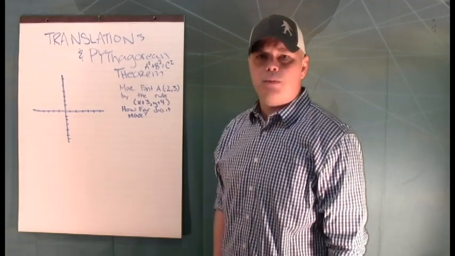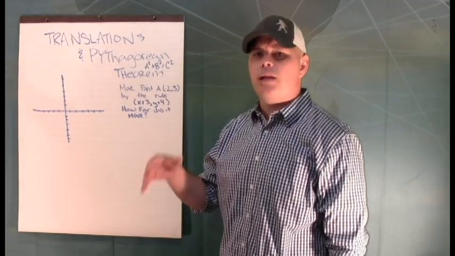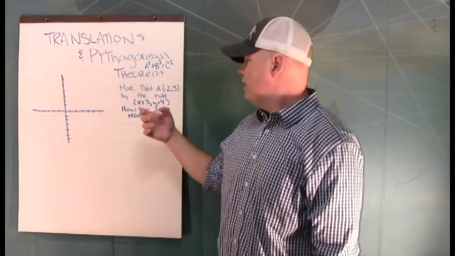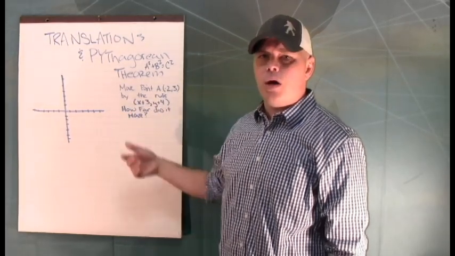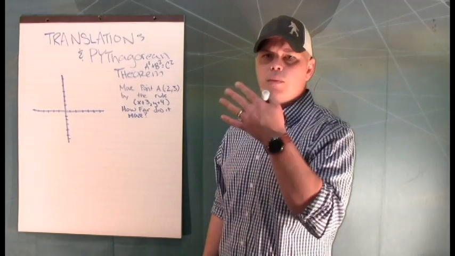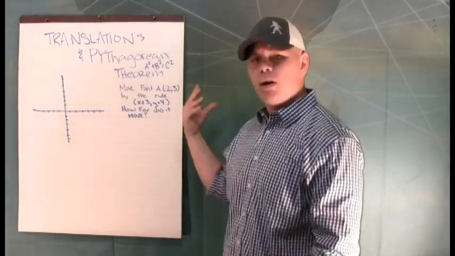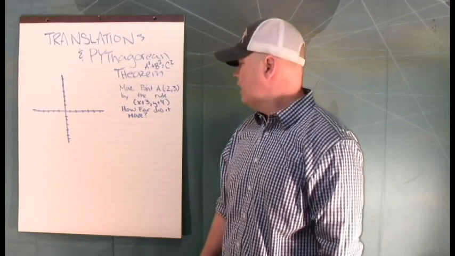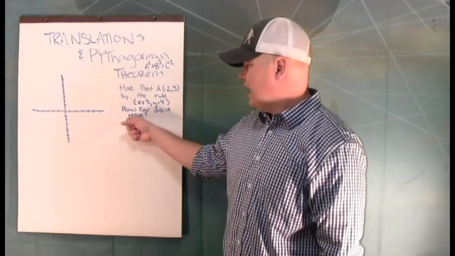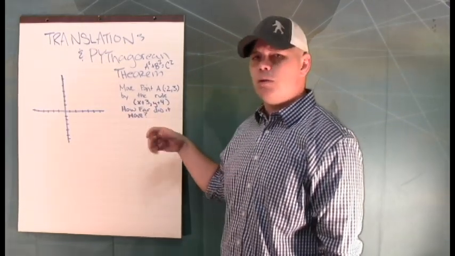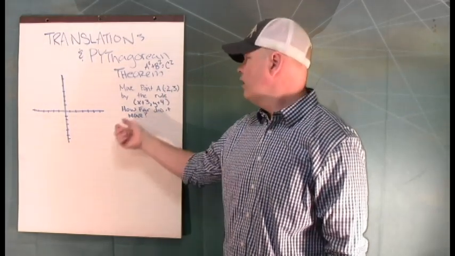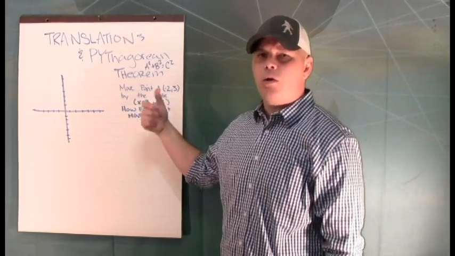Or you can just think of it as x plus 3, y plus 4. Whatever your brain makes those connections, that's fine. I read it and I say 3 to the right and 4 up, because that tells me movement, and my mind tends to work better in movement than it does in equations. But whatever works best for you, have at it. But then it asks us, how far did it move? I'm not just looking at how I moved this one, I want to know how far it moved.